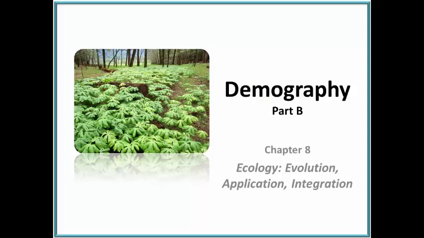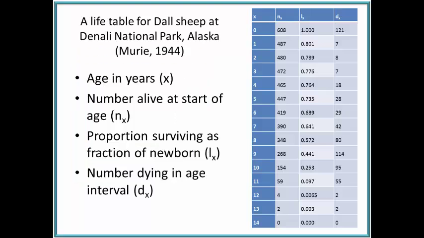Demography, Part B. I want to continue to talk about the demographic characteristics of a population, that is, the overall way we describe and examine a population. One way to continue the discussion about demographics, that is, the characteristics of a population, is to examine a life table. And here we have a life table for Dall sheep at the Denali National Park in Alaska.